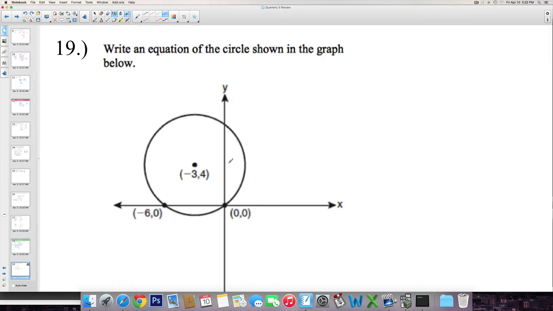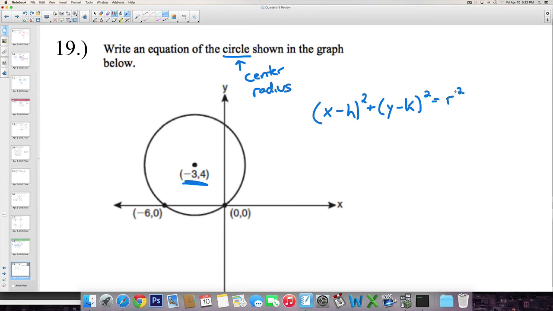Okay, we want to write an equation of a circle. So whenever we write an equation of a circle, we need two things. We need the center and we need the radius. So the center's right here. That's great. So that means x minus h squared plus y minus k squared equals r squared. So h and k represent the center. So we have x plus 3 squared plus y minus 4 squared.